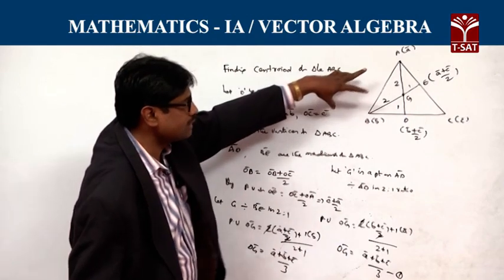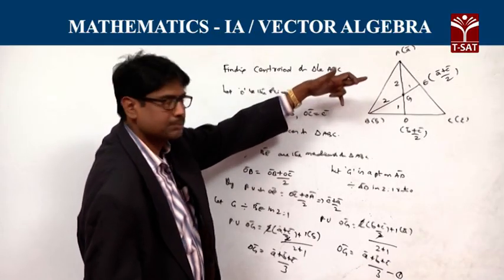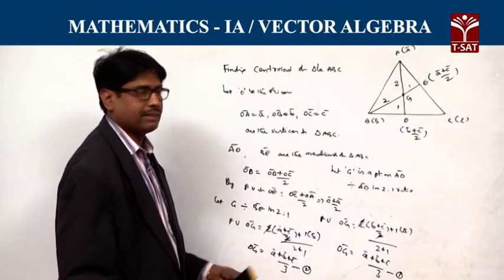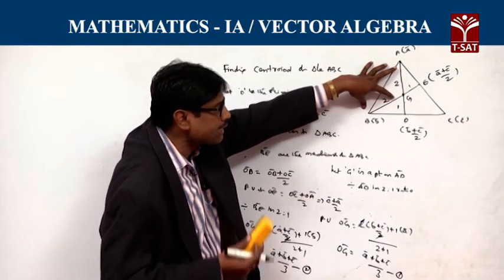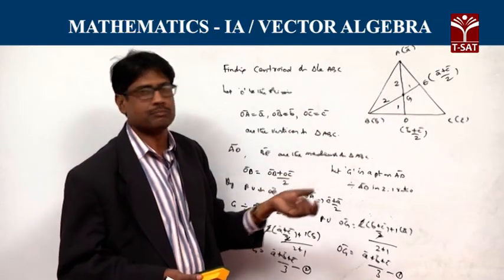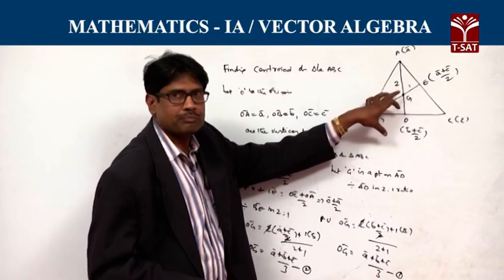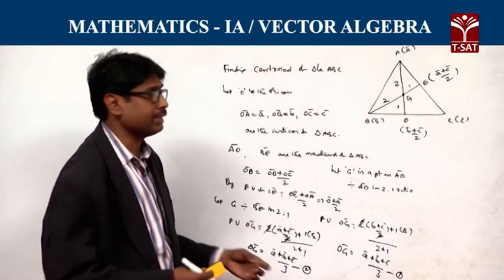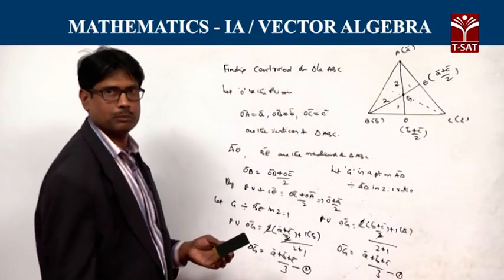We calculated G with respect to AD bar and got A plus B plus C by 3, and we calculated G with respect to BE, and that also we got A bar plus B bar plus C bar by 3. What does it indicate? The position vector of G is a common point of AD and BE. That common point we call the centroid of the triangle. Similarly, if you take the third median, the same thing we can prove.